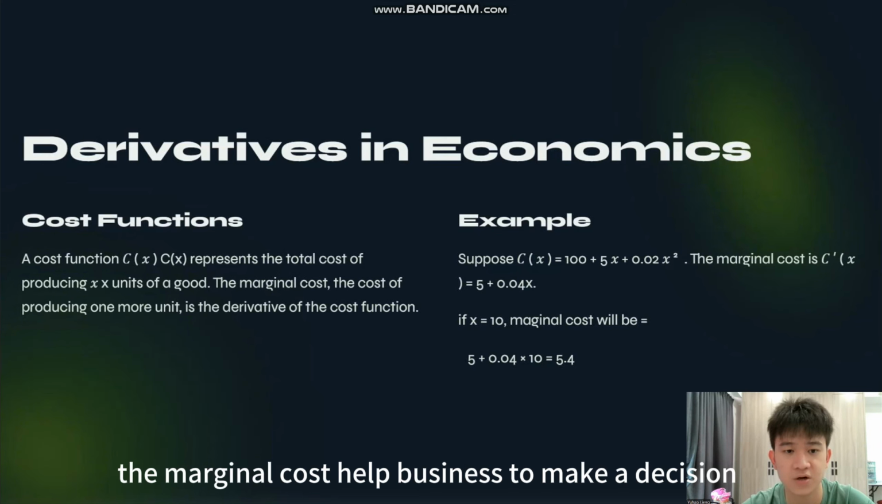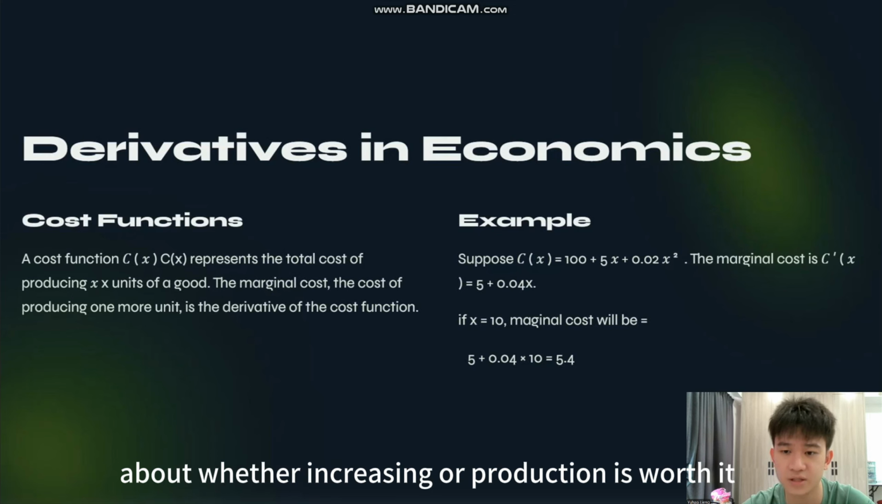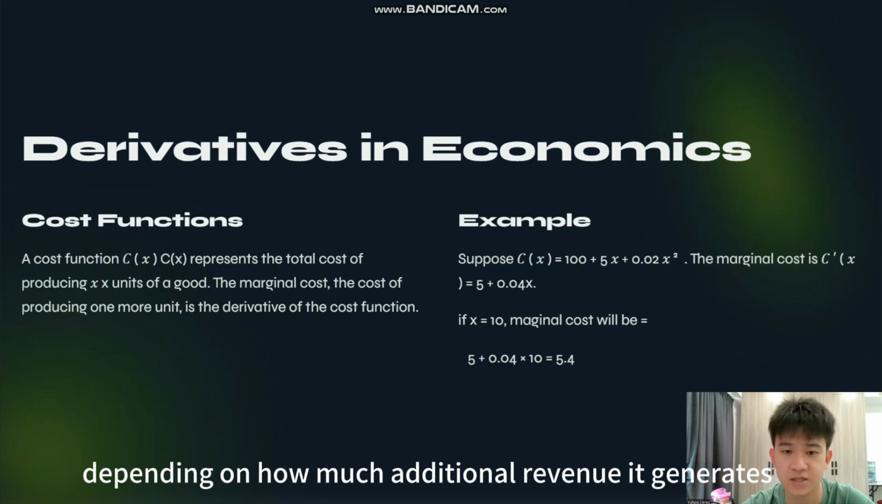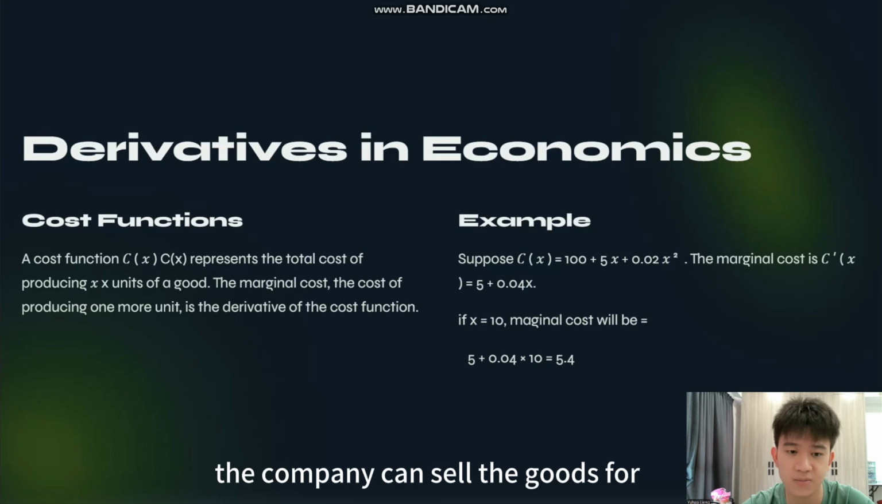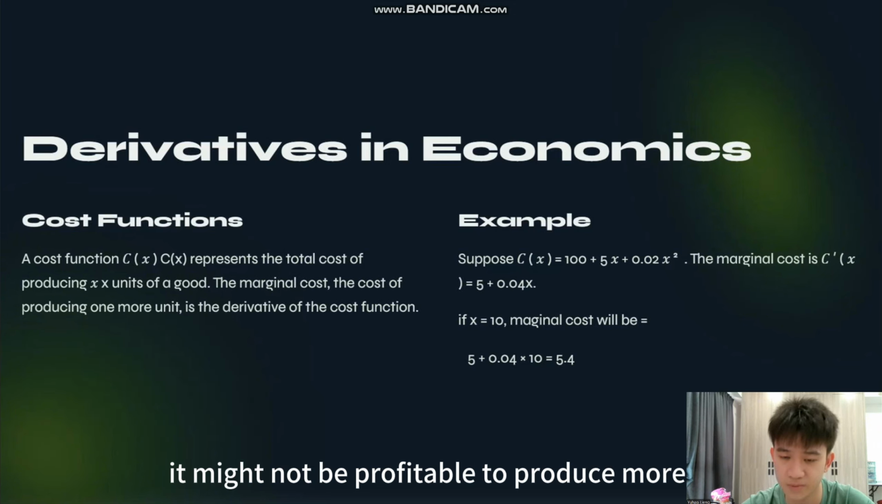Because the marginal cost helps businesses make a decision about whether increasing production is worth it, depending on how much additional revenue it generates. If the marginal cost is higher than the price the company can sell the goods for, it might not be profitable to produce more.